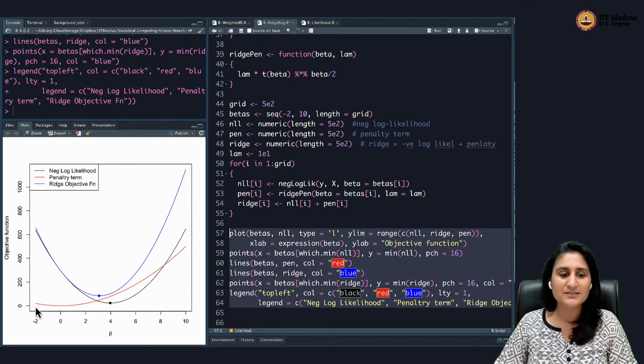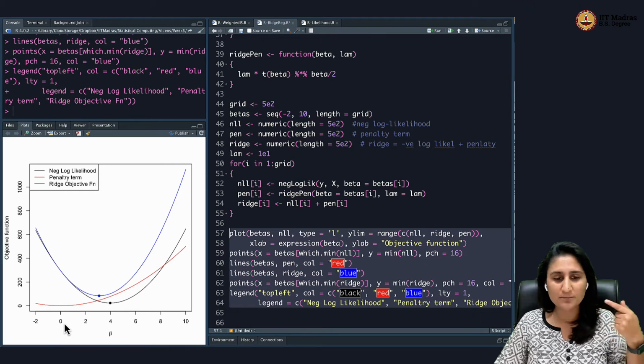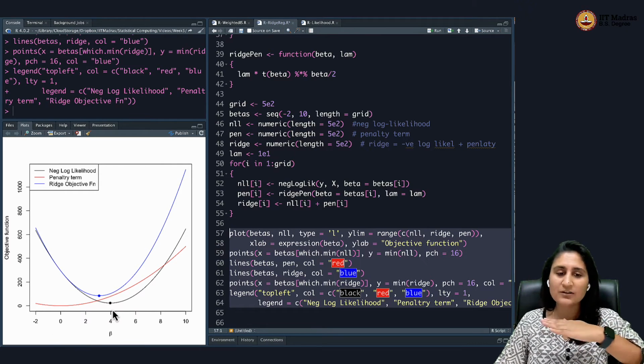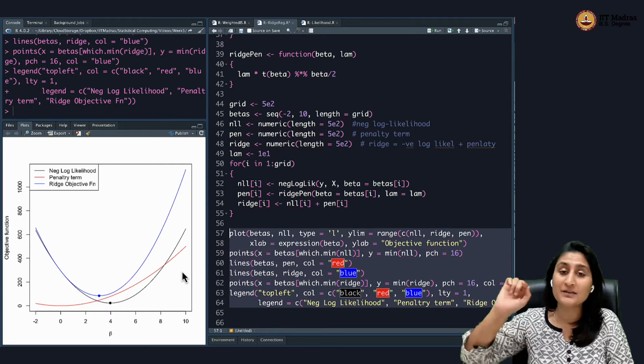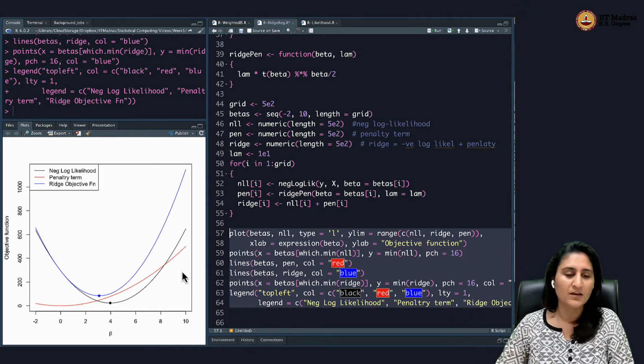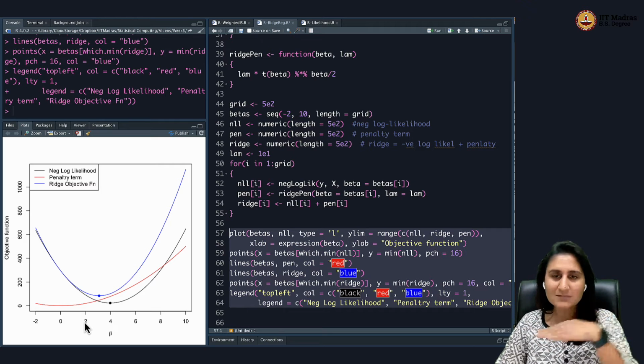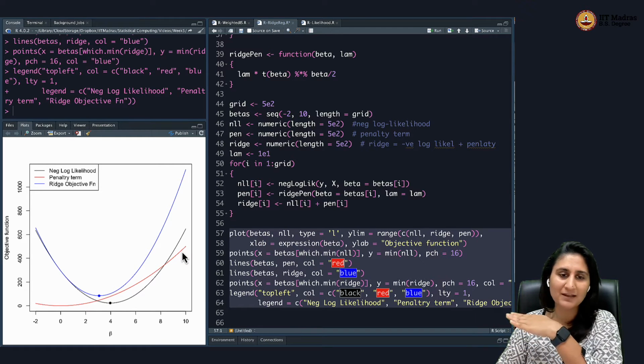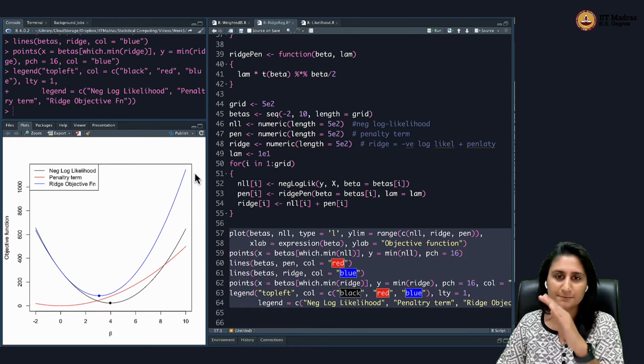Now the penalty term is saying that as the beta value increases, it's going to give more and more penalty, right? Because it's beta squared, or beta transpose beta by 2. So it's a quadratic penalty term. As beta values increase, I get more and more penalty. And when I add up both of these curves together, I get the blue curve.